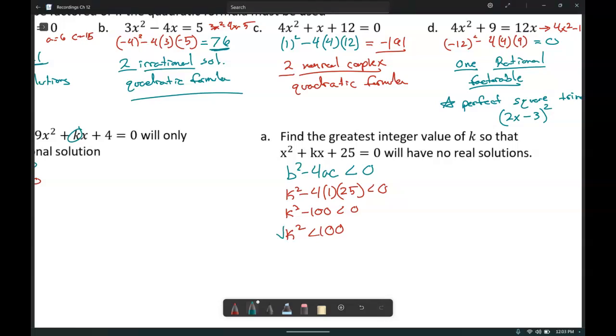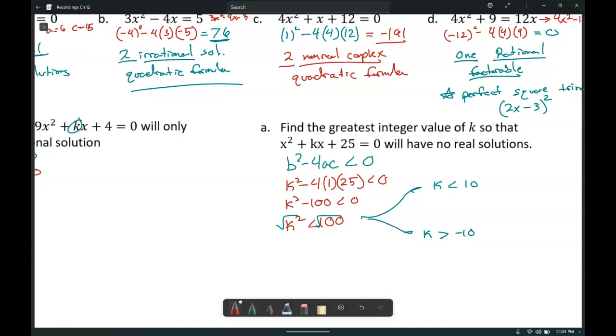So when we take the square root, because we have an inequality, we can get our positive root as normal, but when we take our negative root, we have to flip the inequality in the opposite direction. So k has to be a value less than 10 or greater than negative 10. So we need to find the greatest integer value between negative 10 and 10, which would be the number 9. K has to equal 9 in order for us to have no real solutions.